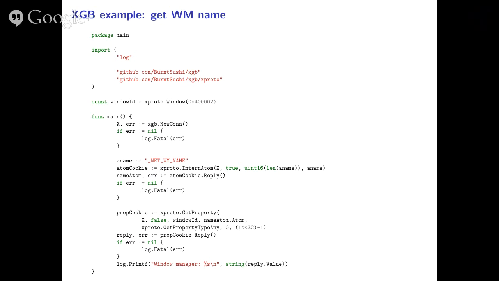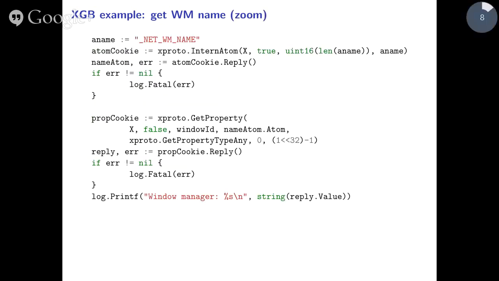And the connection. And then here's the part I want to zoom in on. So there are 2 X requests going on here, and you can see some of the C influences in the function signatures. But basically, the first request is saying, I want to intern an atom. An atom is basically a number that stands in for a string. So when you're communicating over the network, you have to send numbers instead of strings.